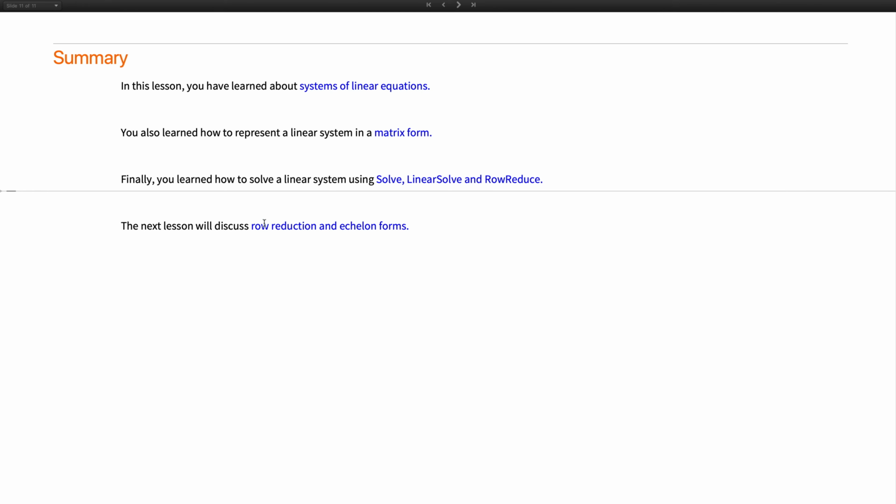So in the next lesson, we'll talk about row reduction and echelon forms to try and understand how to use the RowReduce function at a deeper level. I hope you have understood the basic concepts in this lesson quite well, because they are fundamental for everything that follows. I'll stop over here.